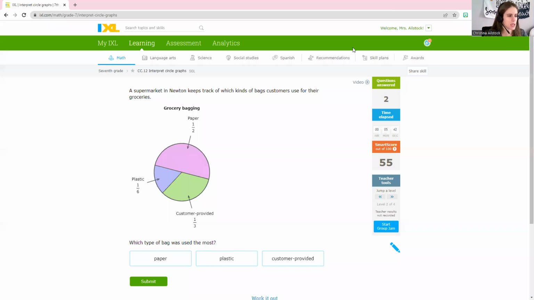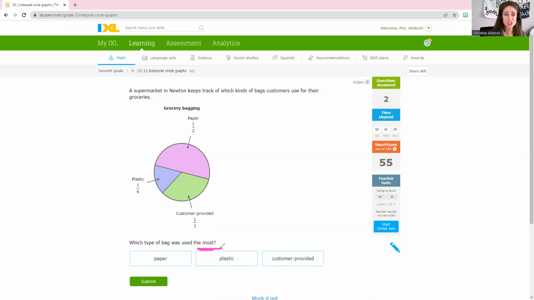All right, a supermarket in Newton keeps track of which kinds of bags customers use for their groceries. And this time we're back to our data being represented as a fraction. Which type of bag was used the most? So always look at your question carefully to make sure you're finding the right thing. We want to know which one was used the most. So that's going to be our largest portion.